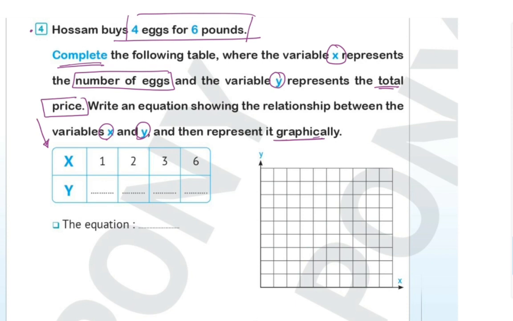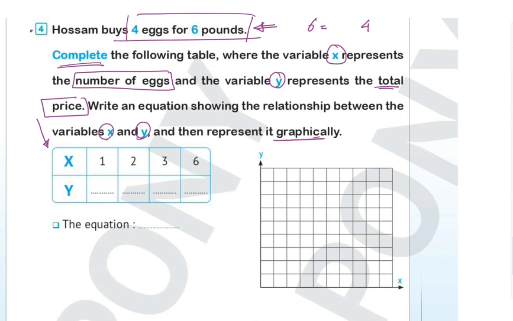Now note with me, to complete this table I need to find the relationship between x and y. When x equals 1, y equals what? When x equals 2, y equals what? And so on. From here I can find the relationship between the number of eggs and the total price. I pay 6 pounds, right, as y, to buy 4 eggs, right?